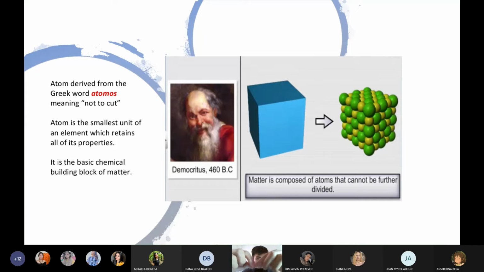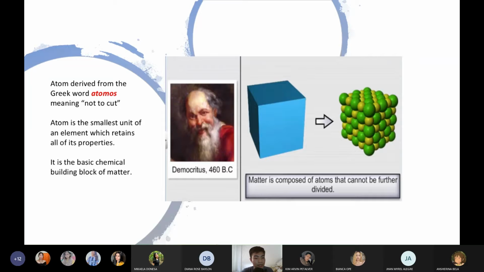Yun yung idea ng Democritus. Pero sabi niya, eventually, you will come up to a point in which you can no longer cut that particle. You can no longer cut the paper. And that was the basic unit of everything, no? Yun daw yung basic unit ng lahat ng nag-exist sa universe according to Democritus. And he called it atomos. So, atomos meaning uncuttable. Hindi na mahati sa gitna.